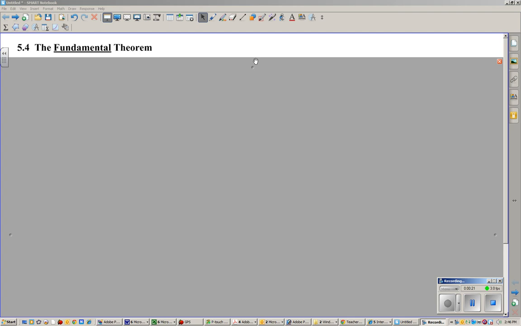So this obviously is an important topic. It's called fundamental. There are two parts to the theorem. The second part we've actually been using, and I think you'll find it quite familiar and natural when we look at it. The first part is a little different, so let's have a look-see.